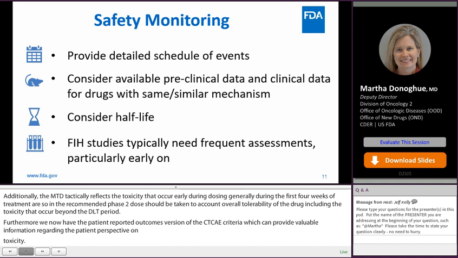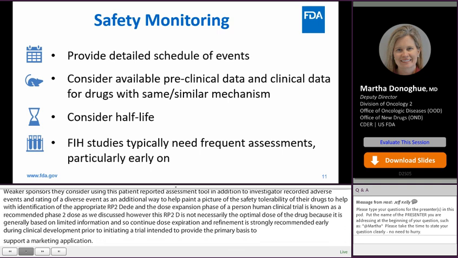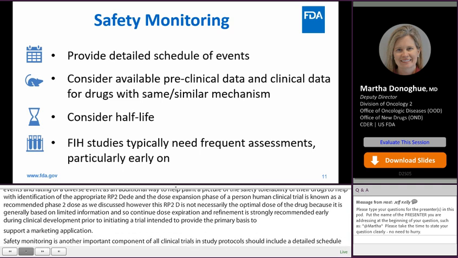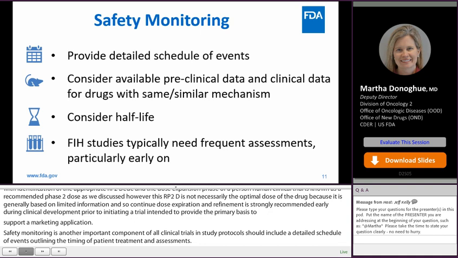Safety monitoring is another important component of all clinical trials, and study protocols should include a detailed schedule of events outlining the timing of patient treatment and assessments. Protocols must include explicit monitoring guidelines for safety, assessment of adverse events, laboratory assessments, physical exams, vital signs, tumor assessments, etc. For first-in-human studies, these assessments are typically fairly frequent, particularly during the first few cycles.